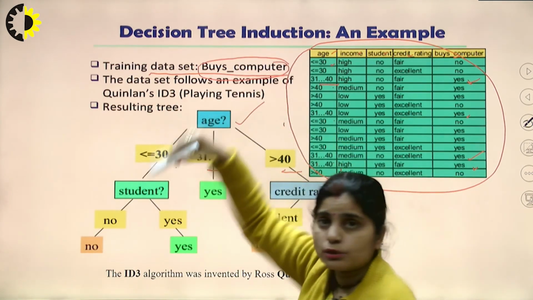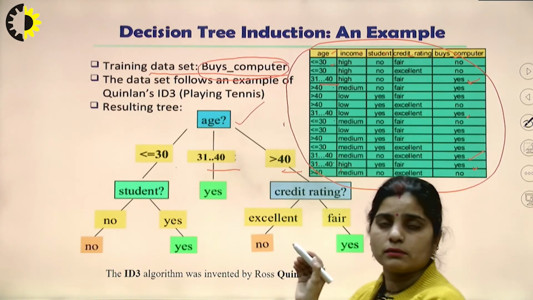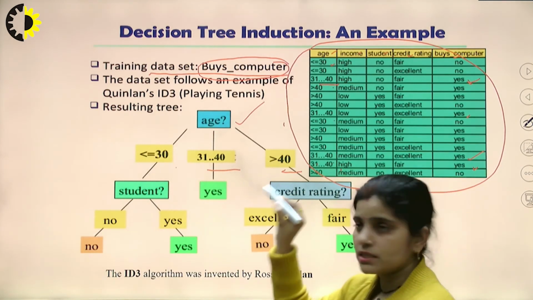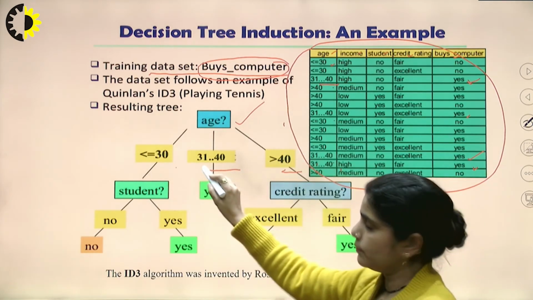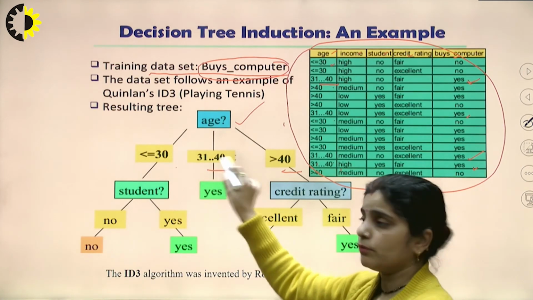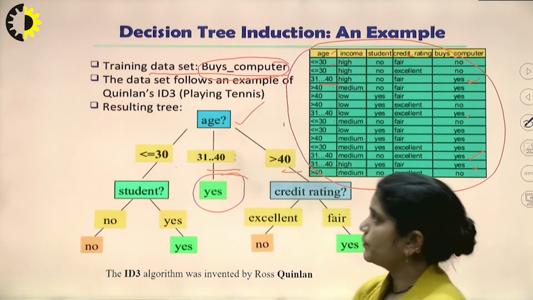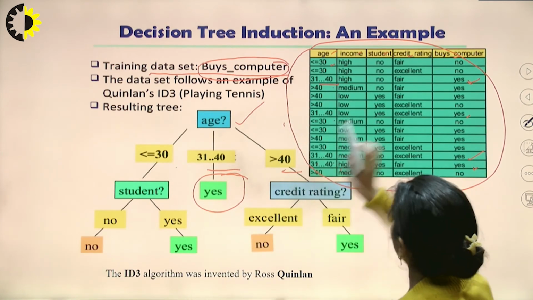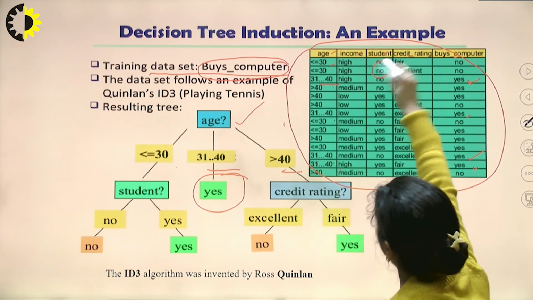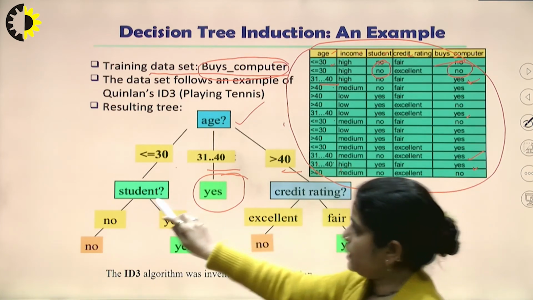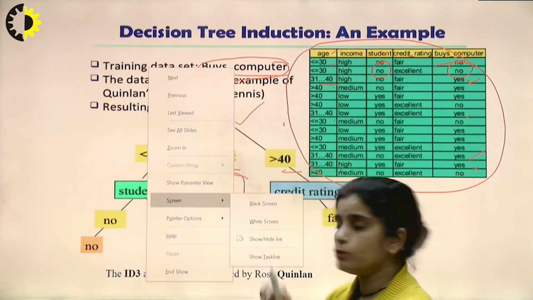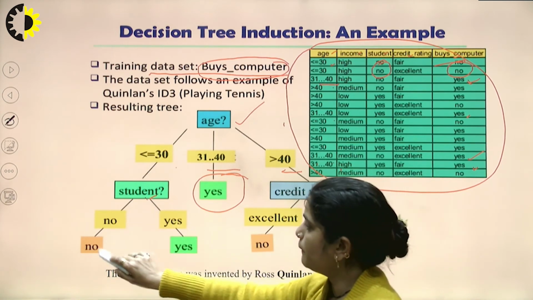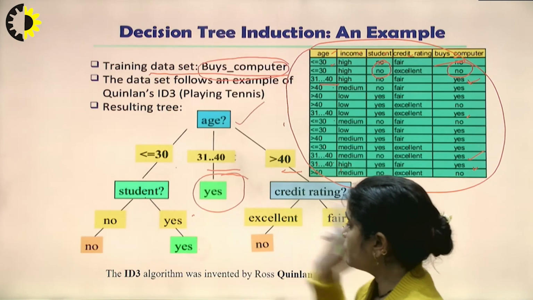What we are going to deduce here is the final outcome, that whatever the age is, buys computer is yes or no. In the table, if the age lies between 31 to 40, then buys computer is yes. Now, less than or equal to 30. Here we see that if the student is no, then buys computer is no. So we select the student attribute, and if student is no, then buys computer is no. If student is yes, then buys computer is yes.